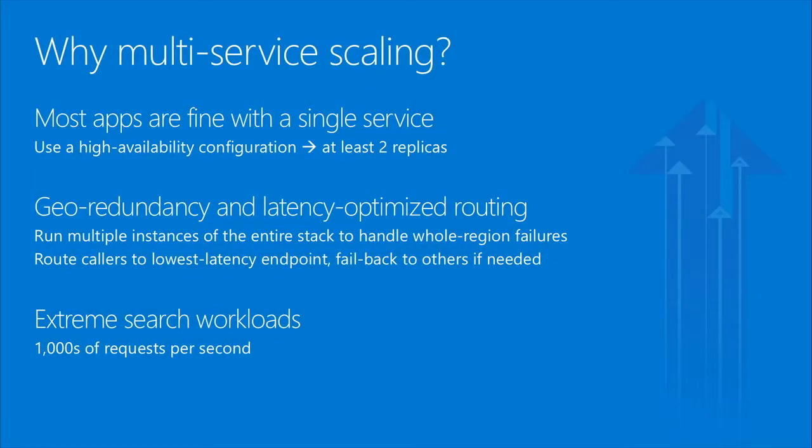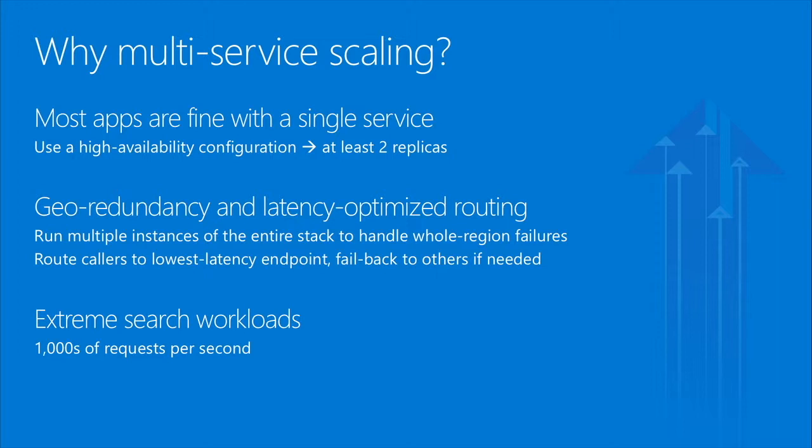By the time you need something like this, usually you're past what a single service can do. Single services can handle a huge amount of queries per second. That said, there are a couple of scenarios where you want more than that. One is that you want geo-redundancy. The other is latency-optimized routing, so you get the quickest route to the closest region to where the user is using your application, so you get the best experience.